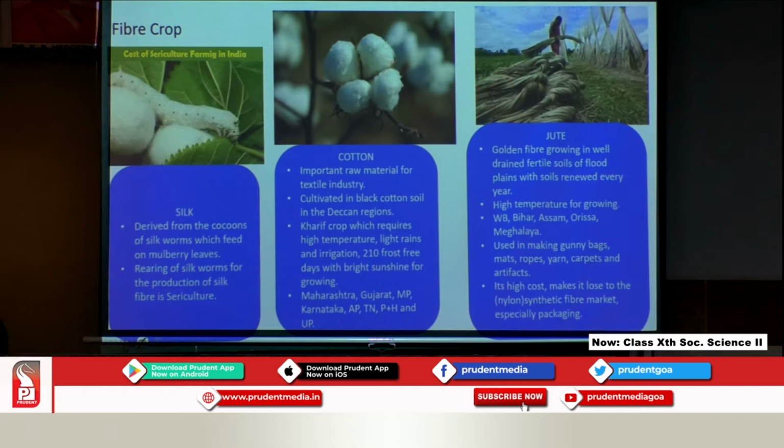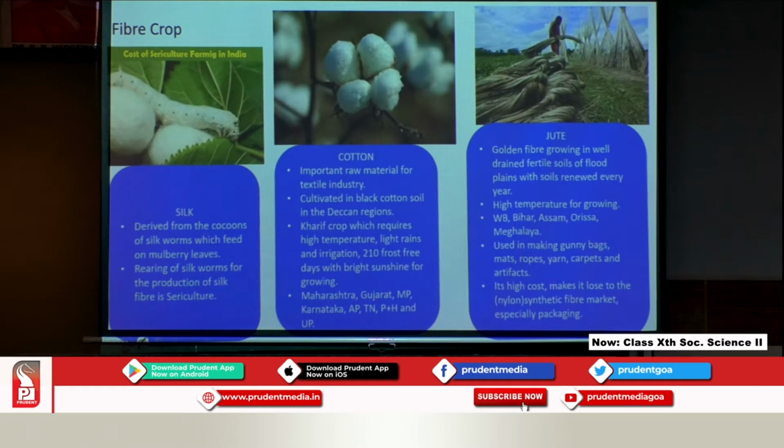You will see that it is grown in states of West Bengal, Bihar, Assam, Orissa and Meghalaya. This is a very important occupation for the people of that region. What is the use of jute? You will see that it is used in making gunny bags, mats, ropes, yarn, carpets and other artifacts. So, when you go for these exhibitions and all, you will find a lot of artifacts which are made of jute in order to support those farmers and that industry.